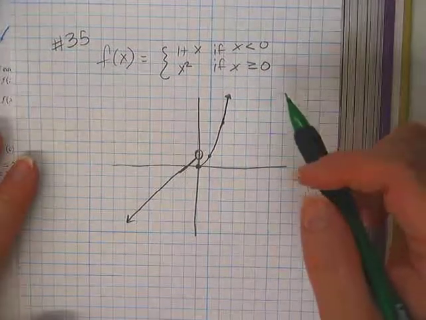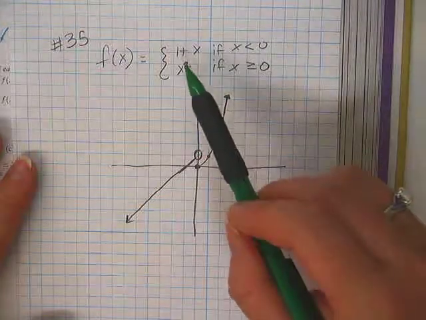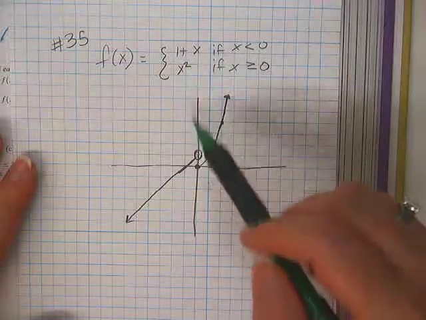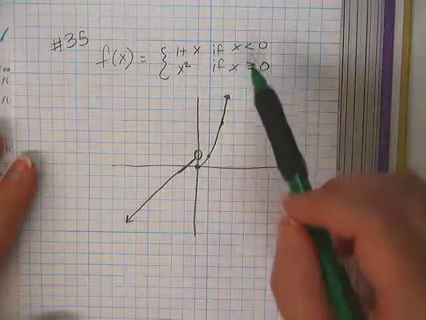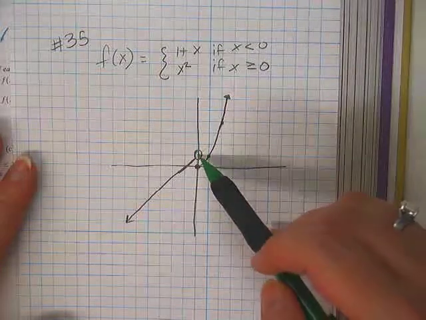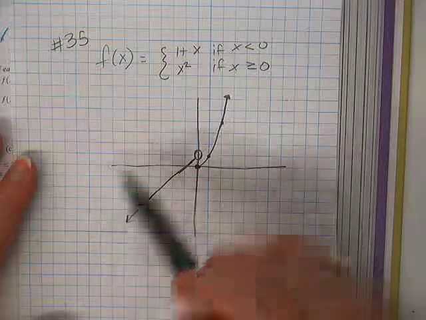Number 35, we were asked how to find the range. So I quickly graphed this. I've got this linear equation. The y-intercept is 1, the slope is up 1 over 1, and then the domain for that is just less than 0. So we have an open circle at 0, and then the part going to the left.